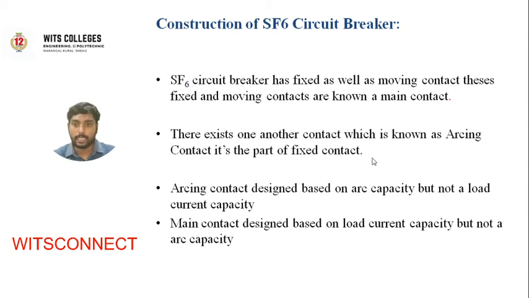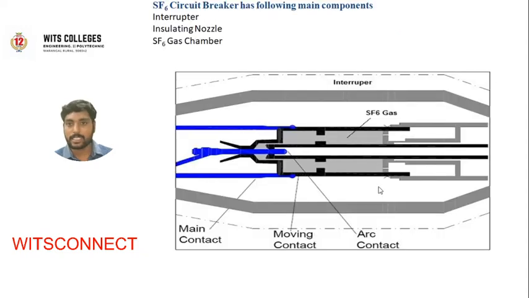Okay na? Here the arc contact is designed based on arc capacity but not current capacity. The main contact is designed based on load capacity but not arc capacity. Here this is the diagram of the SF6 circuit breaker. This is the interrupter. This is the SF6 gas. This is the main contact. This is the moving contact. Okay na? This is the arc contact.